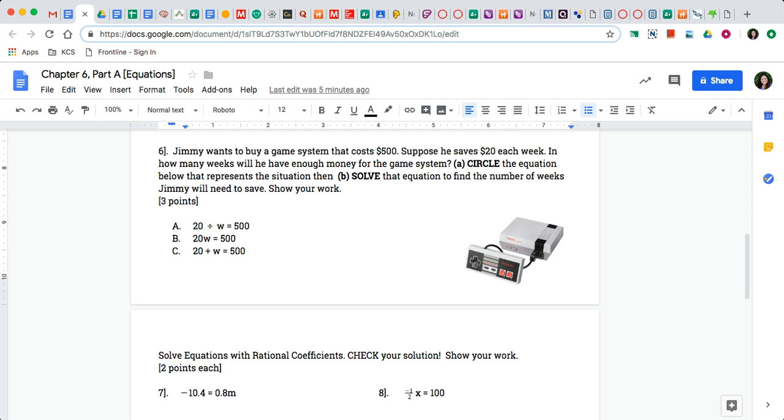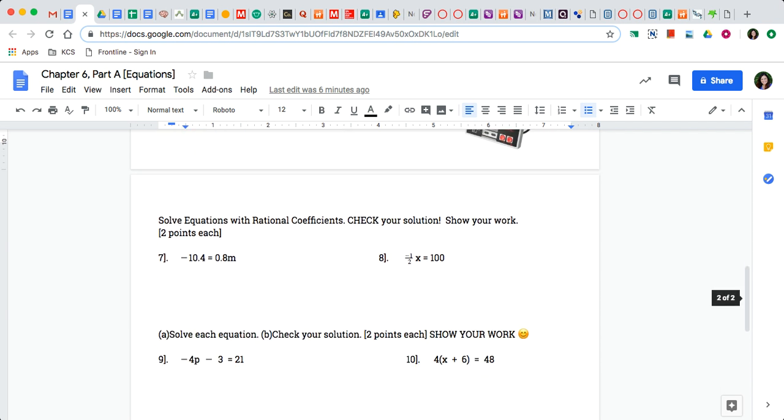Part B, solve that equation to find the number of weeks Jimmy will need to save and show your work. So part B, after you picked out which one of these is what they're asking for in here, you're going to solve. Remember, it's a word problem, so you need to also say, what does your answer represent? What does it mean? All right.